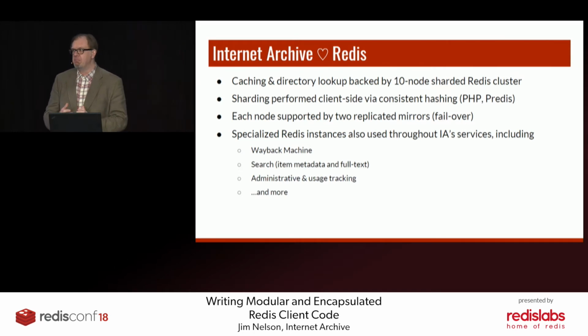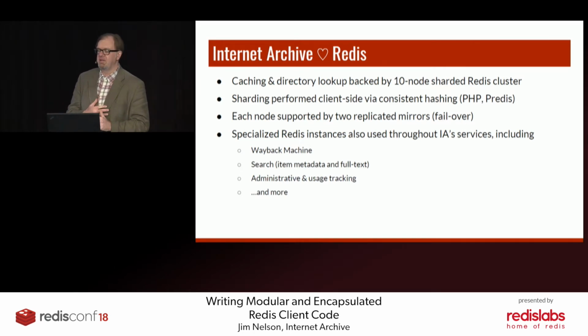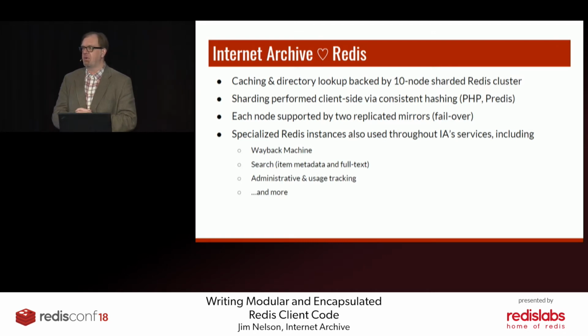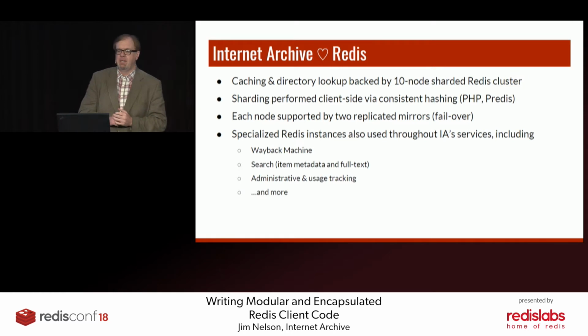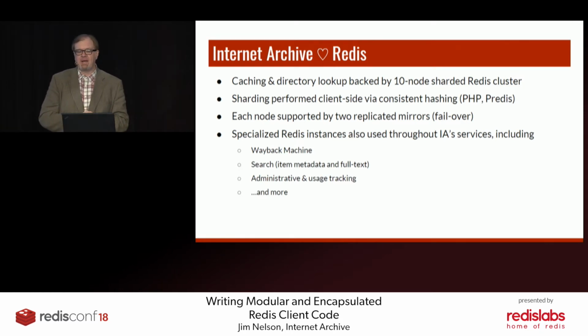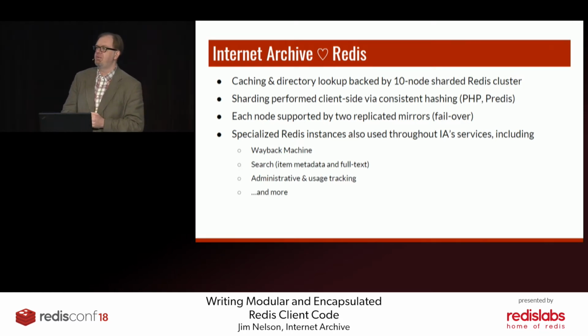The part that I work on most extensively is caching and directory lookup. Everything in the archive is stored in what's called an item. It's like a bucket or a bin, and every item has to be accessible at a moment's notice. And that all goes through a 10-node sharded Redis cluster. The sharding is performed client-side via consistent hashing. We use the Redis PHP library for that. Each node is supported by 2 replicated mirrors that act as slaves, and they can fail over at any time.